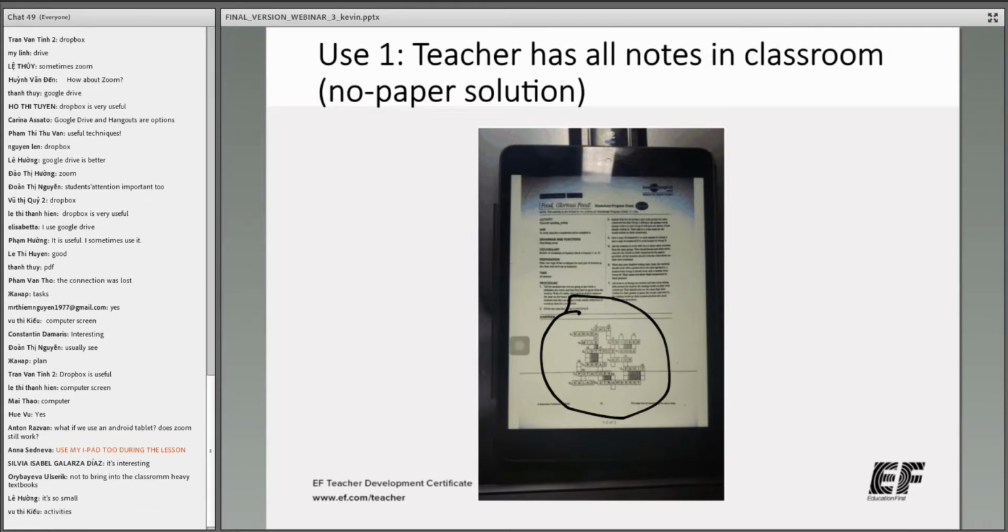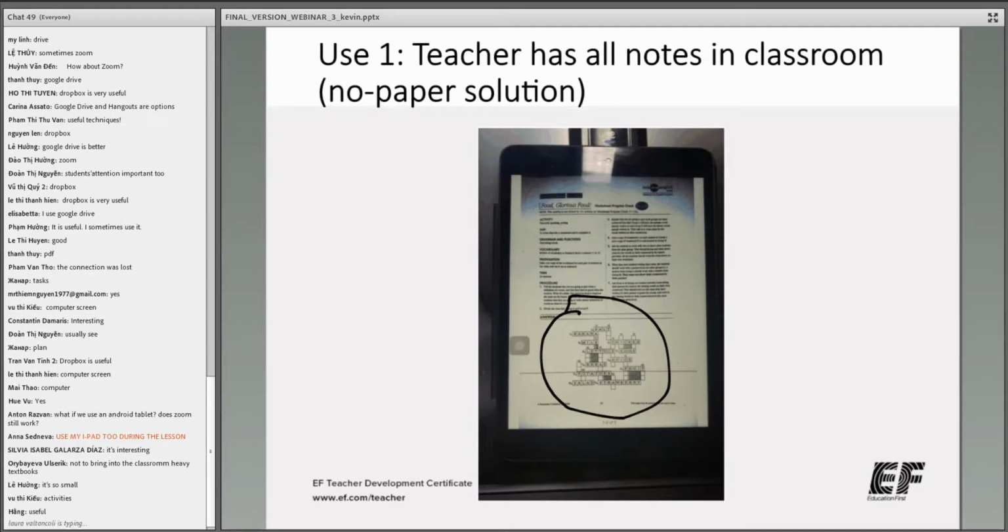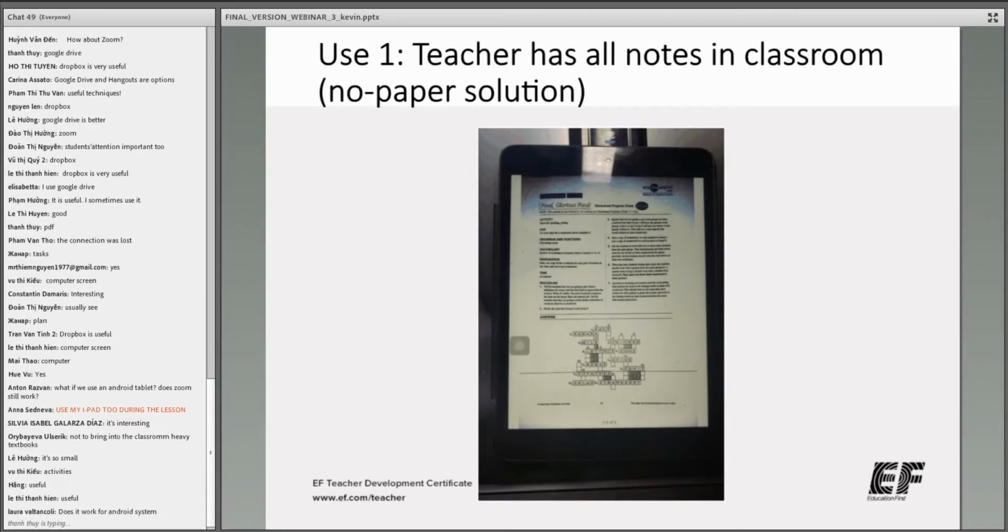On my screen, on my iPad, I have everything I would need. It saves me paper, so I don't have to print the teacher's notes. I don't have to print the answers for each and every activity I have. It's just there in my hands.